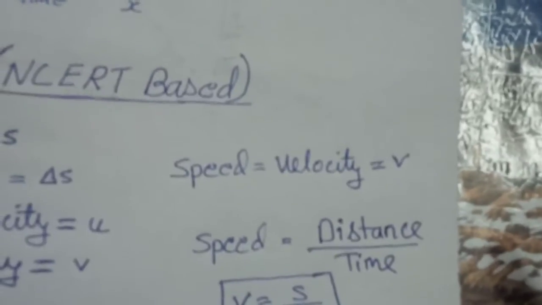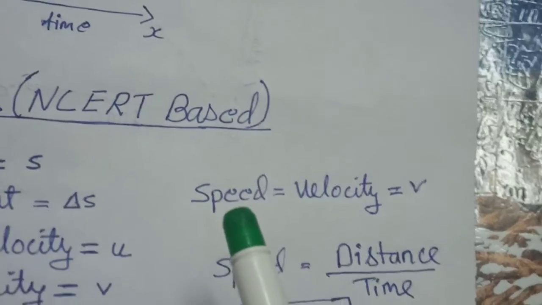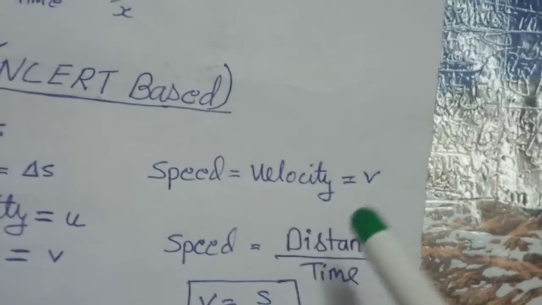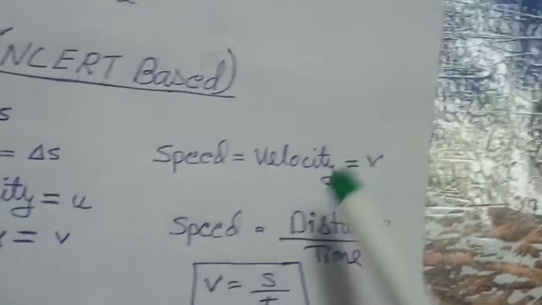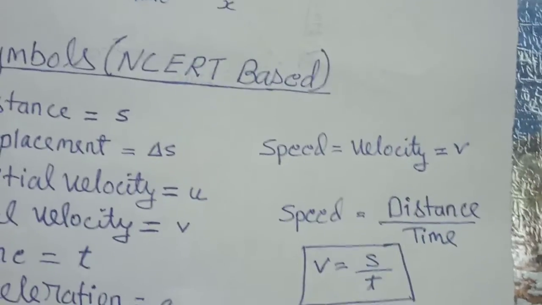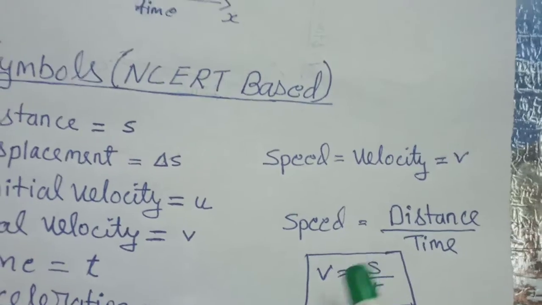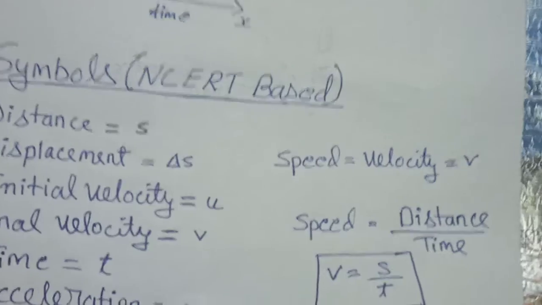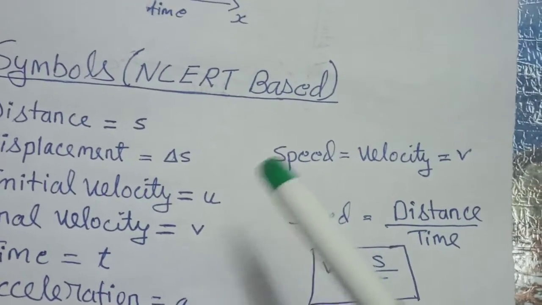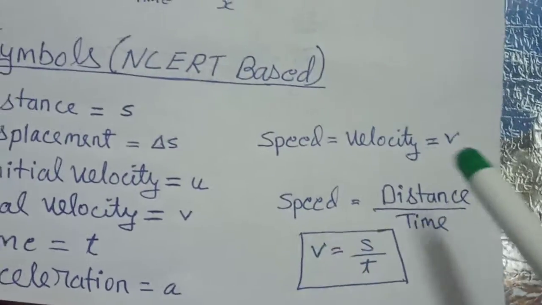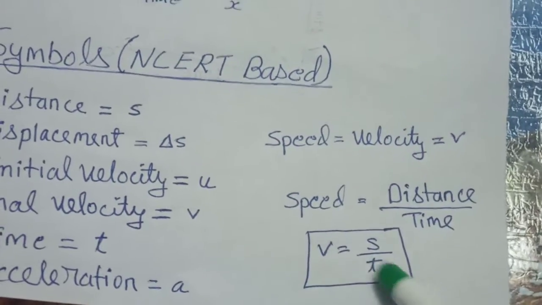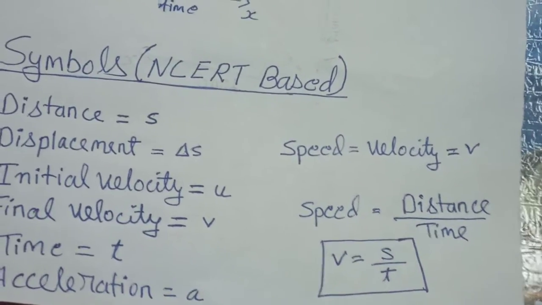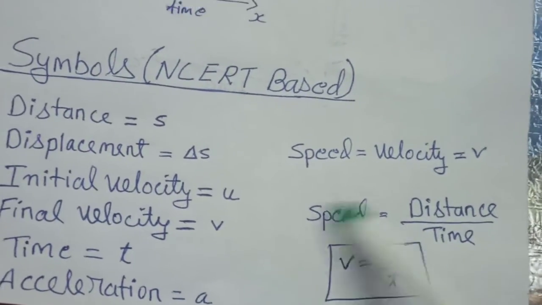Here you can see that speed is equal to velocity. The symbol for speed and velocity is the same, small v. Now let's understand by taking a formula. We know the formula for speed is distance upon time. So let us represent this formula symbolically. Symbolically, the symbol for speed is small v, the symbol for distance is small s, and the symbol for time is small t.